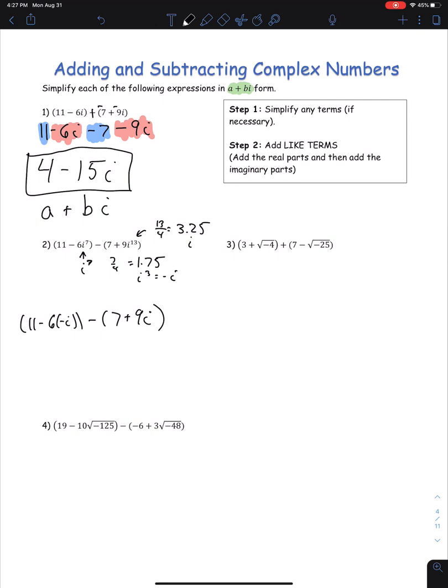I'm going to simplify it one more time. That'll be 11 plus 6i minus 7 plus 9i. And distribute that negative on the inside. So that'd be 11 plus 6i minus 7 minus 9i. And combine like terms from here. You should get 4 minus 3i. And that is an a plus bi form. So we're good.